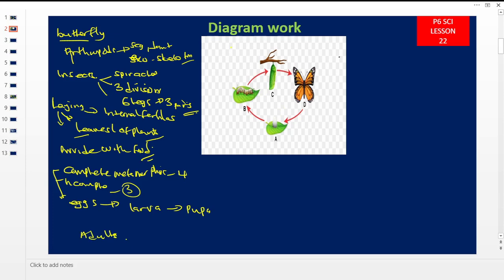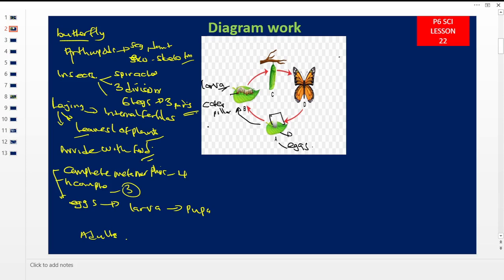Let us change the color so that you can see this one clearly. Let us use black. Now this first stage here, you are seeing these are the eggs. So these are the eggs laid on a green plant or on a leaf. Then these eggs go to the second stage, which is called the larva, and the scientific name given to the larva of a butterfly is caterpillar.